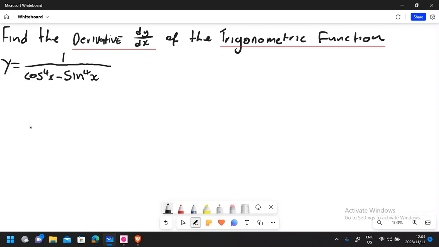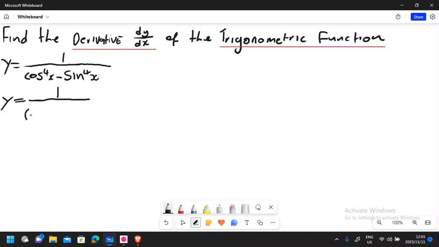So guys, let's do this problem here. Before you derive, you need to simplify this. Let's look at our denominator then. When you look at your denominator, we have cos to the power of 4 minus sine to the power of 4. Guys, the denominator here, this is what you call the difference of 2 squares. So this is the difference of 2 squares.